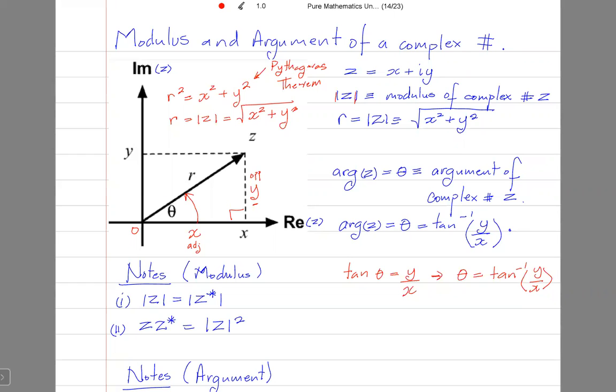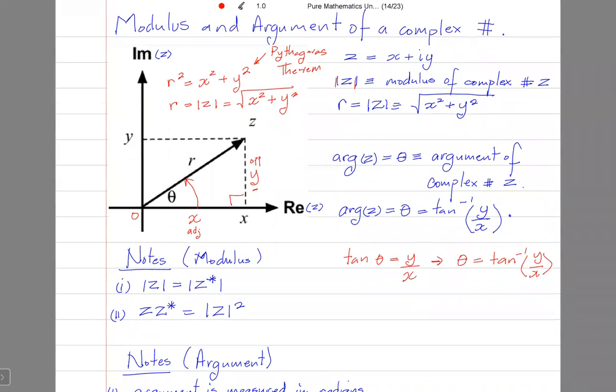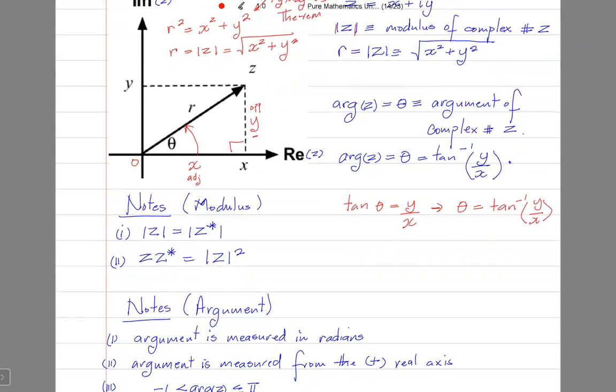All right, I'm going to erase that because I think I might need to write something in that space. Do I? I'm not so sure. All right.